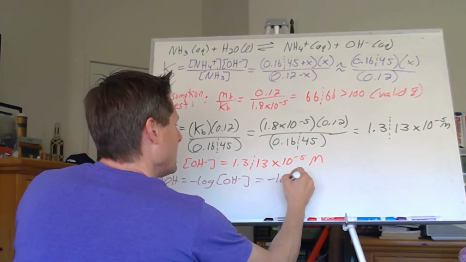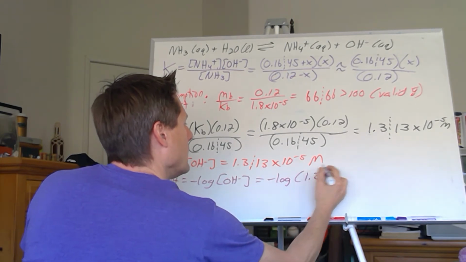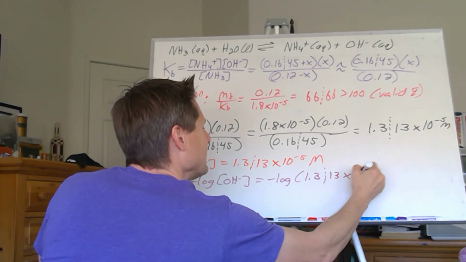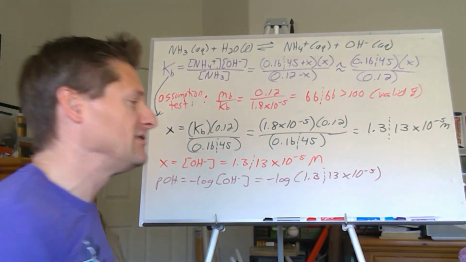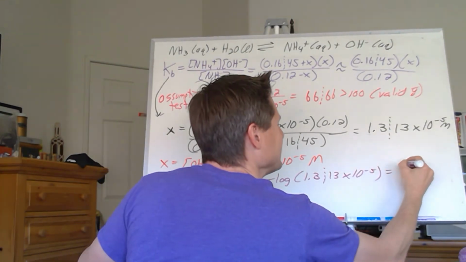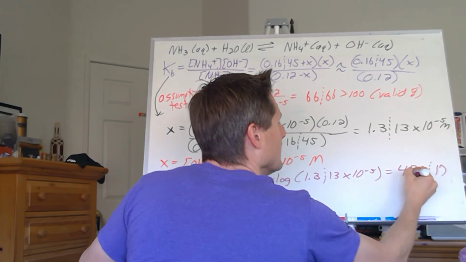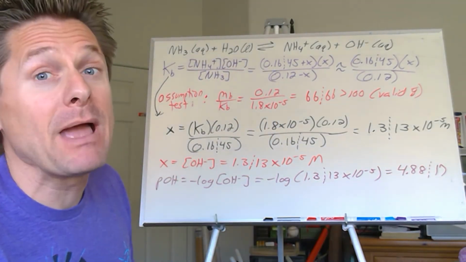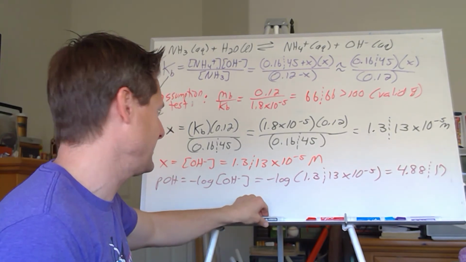So that'll be the negative log of 1.313 times 10 to the minus fifth. Two significant digits in our concentration gives us two decimal places. I get 4.8817. And again, that's not my pH, that's my pOH, because X is the hydroxide ion in this case.